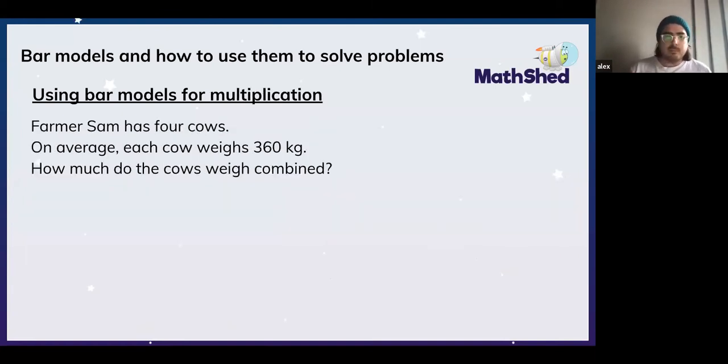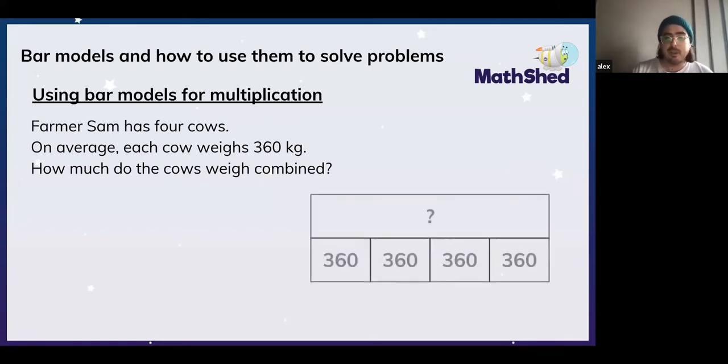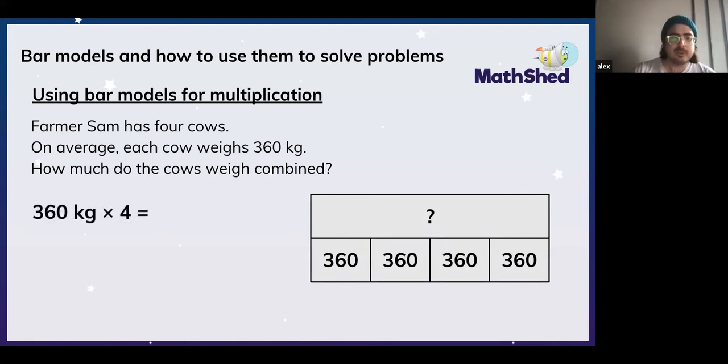We can use bar models for multiplication. So again, we would think back to the flow chart. We'd be reading: Farmer Sam has 4 cows. We know there are 4 cows. On average, each cow weighs 360 kilograms. So we know there are 4 parts. And we know that each part should be 360 kilograms. How much do the cows weigh combined? So we can draw a bar like this. We've got 4 parts with 360 in. Now we need to find the total. Do the calculation, and it's 1,440 kilograms.